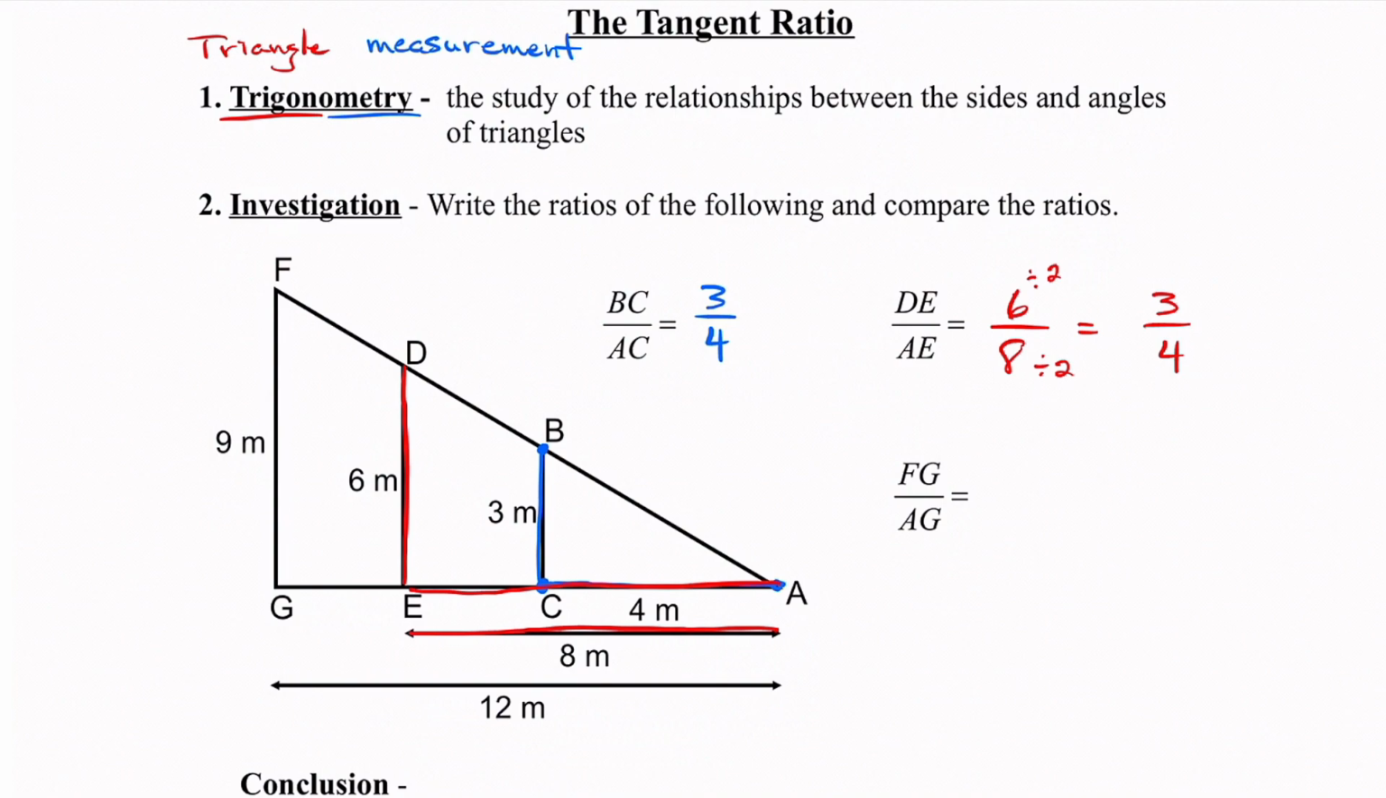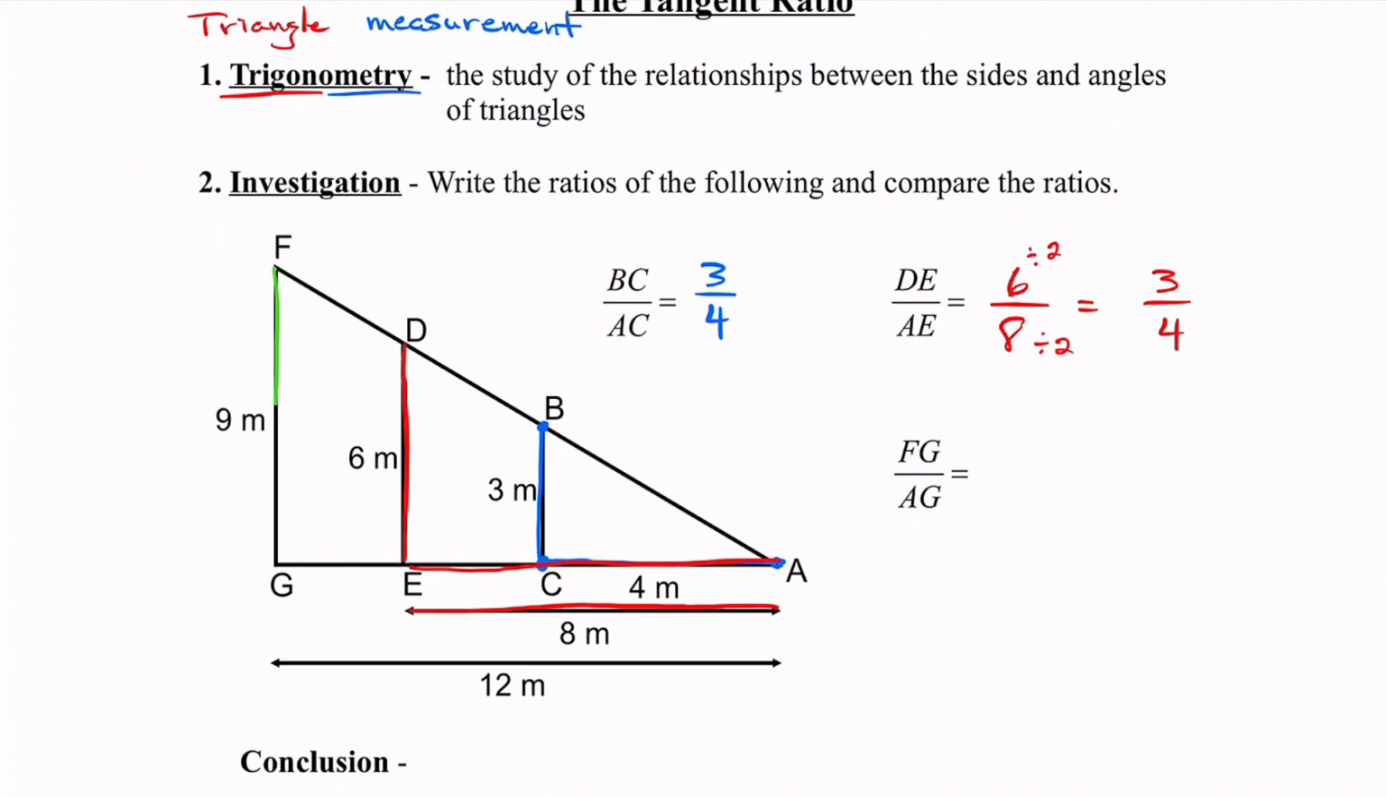The last one we have here is FG over AG. From F to G, that is right here, and then A to G, that is this really long one, and that is 12 at the bottom. So we got 9 over 12. Again, we always want to simplify our fractions. This one I can divide both by 3, and I'm going to get 3 over 4.